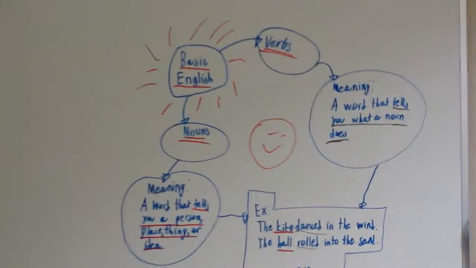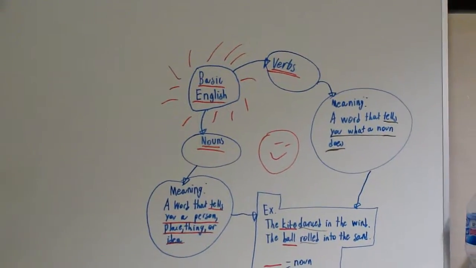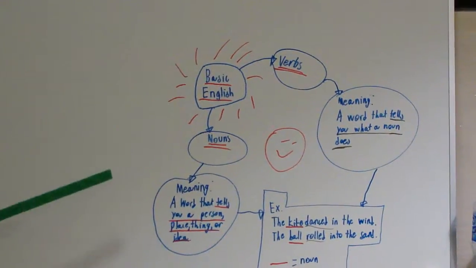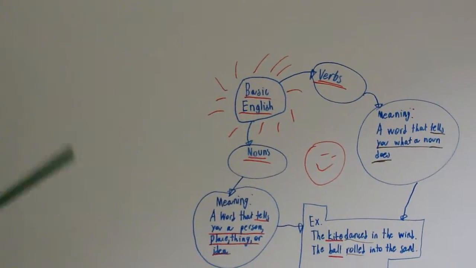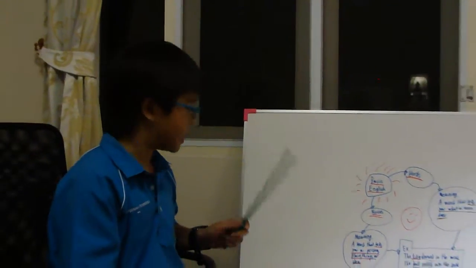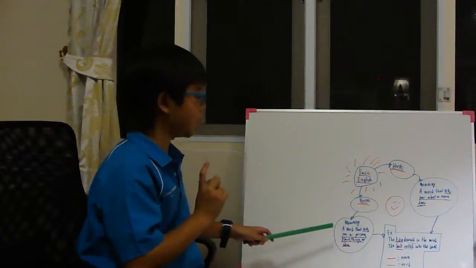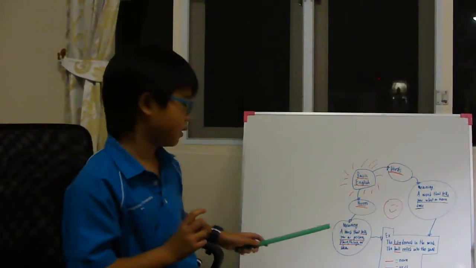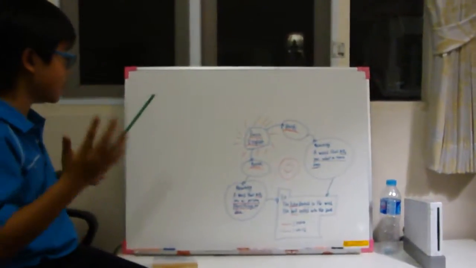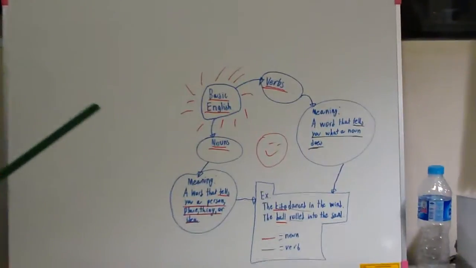So, let's start with nouns. Nouns have a meaning that means a word that tells you a person, place, thing, or idea. The key words there are tells you a person, place, thing, or idea. So that basically means that a noun is a person, place, thing, or idea.